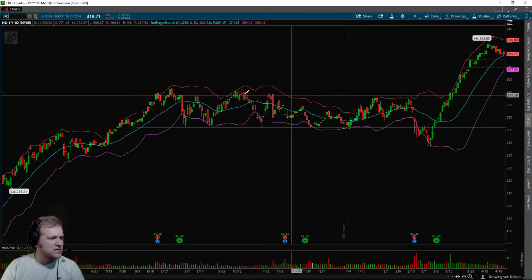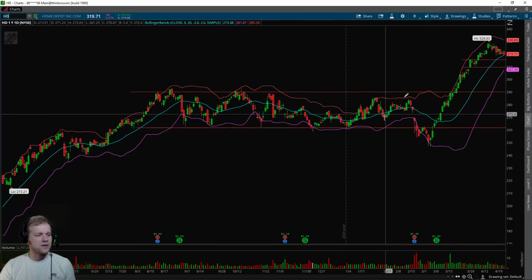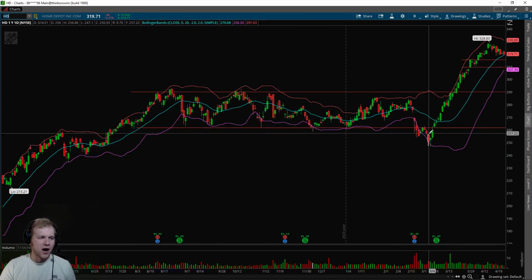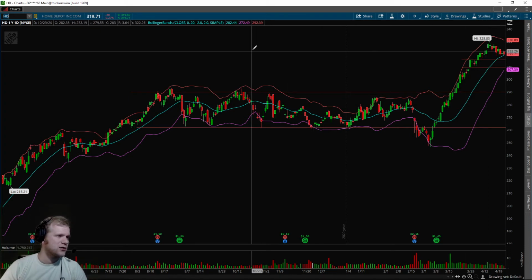Another example, Home Depot. Home Depot got really, really tight in here, bounced back and forth within this Bollinger Band for quite a while, and then we actually broke out. The Bollinger Bands widened, and when we reversed, we reversed. So that's another good example of using the tightening and widening of the band to gauge what kind of market you're in. Are you in a low volatility or high volatility market? That's another way you can do this.